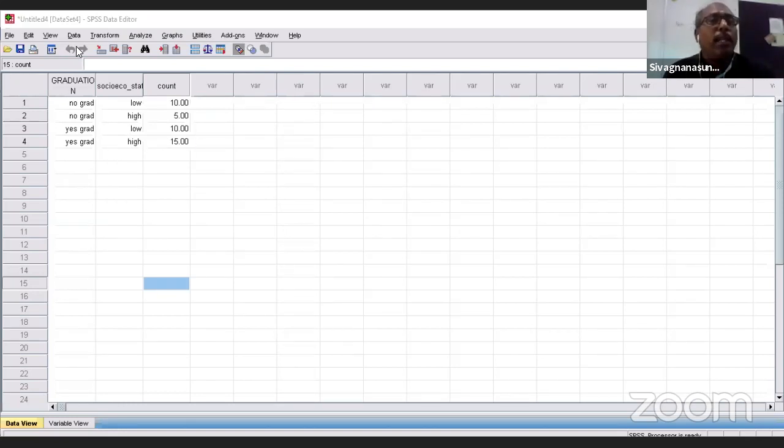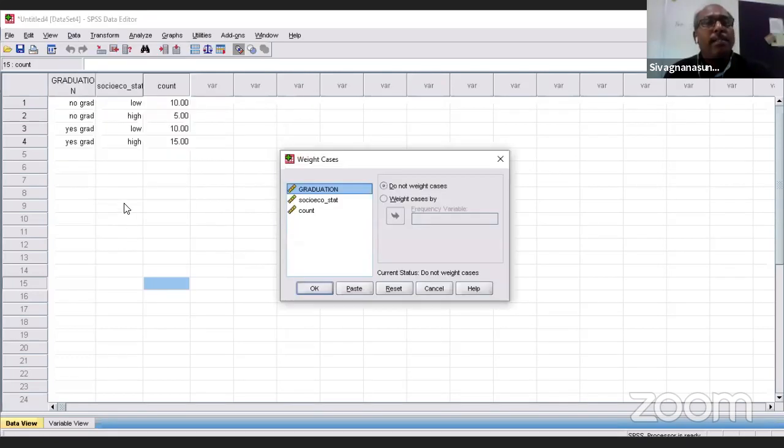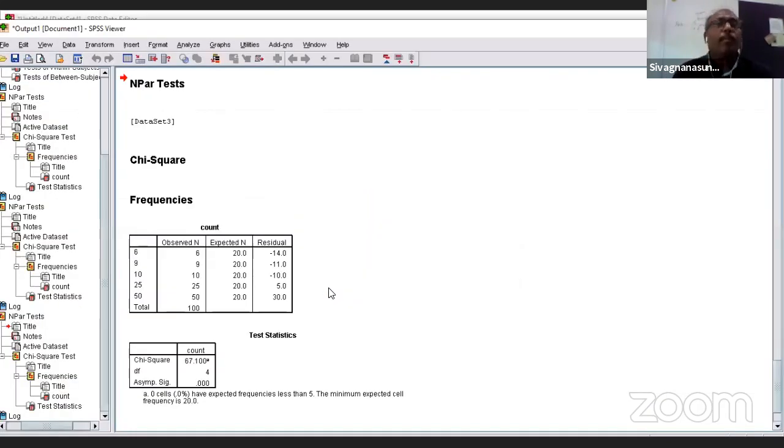Next I have to tell SPSS to weight cases. Why am I weighting cases? Otherwise, no grad and low should be typed 10 times, and no grad high I have to type this way: 1, 1, I have to repeat 10 times, and 1, 2, I have to repeat 5 times, 2, 1, I have to repeat 10 times. Instead of that, I'm doing it in a simple way. So I weight cases. When I do this, I have to tell SPSS that I have modified this. So weight cases is done.